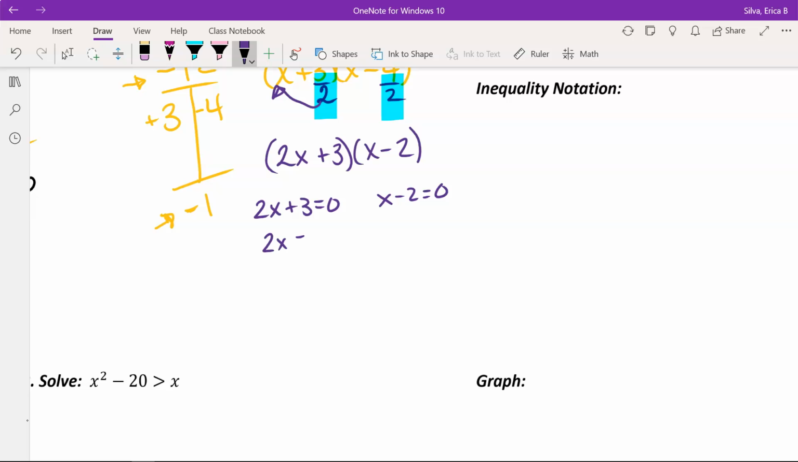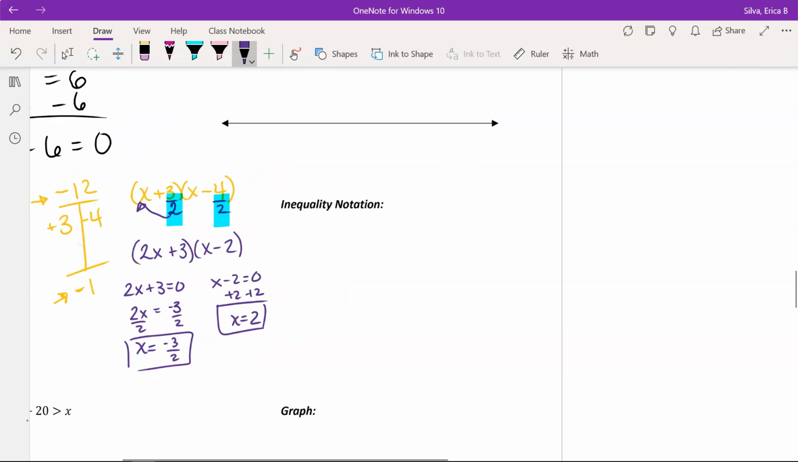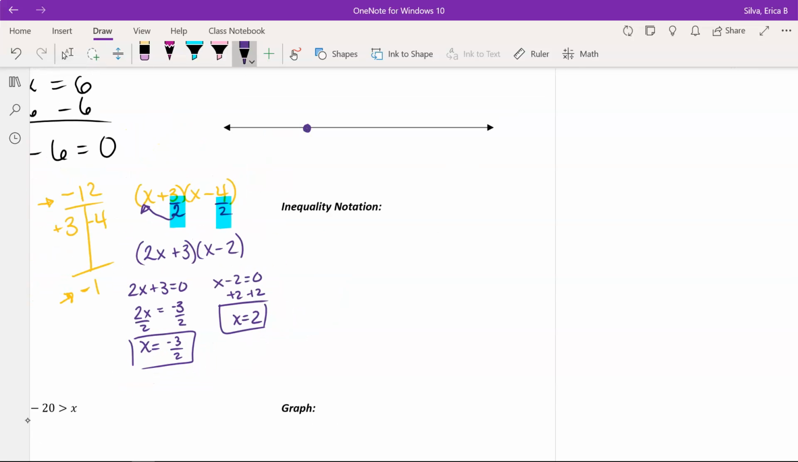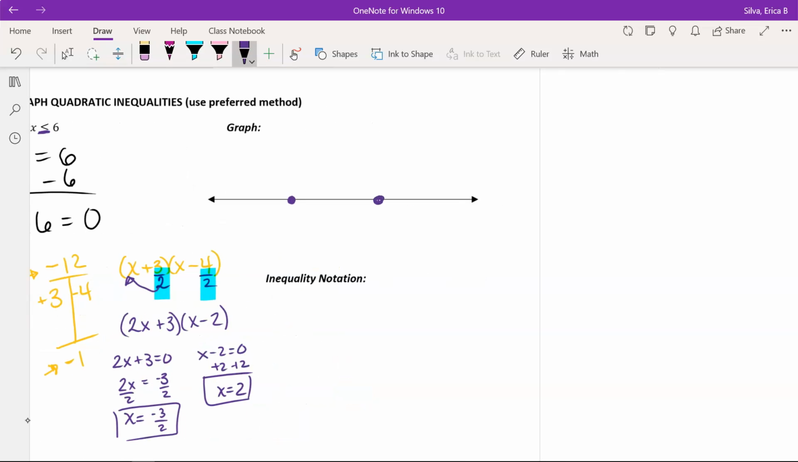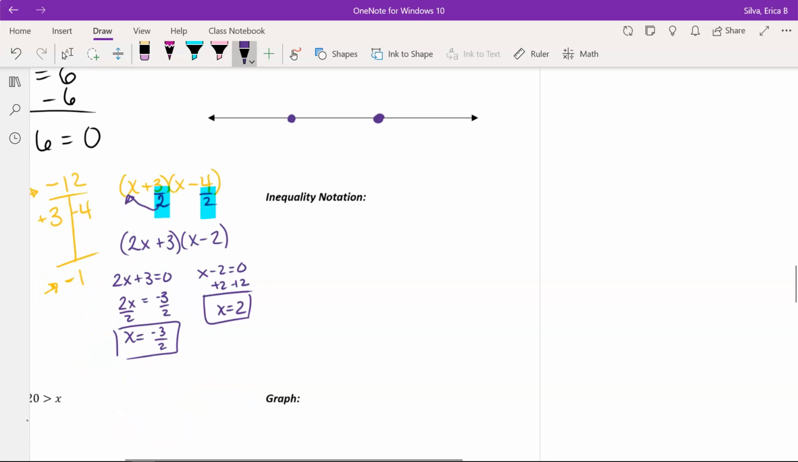We have 2x equals -3, divided by 2. Our first solution is -3 over 2. Over here, we're going to add 2, and x is equal to a positive 2. So these are the two numbers, or 2 points, that we're going to graph on our inequality. And notice how there's a line under that inequality, which means it's equal, so we will have closed circles. -3/2 will go here, and the positive 2 will go here.